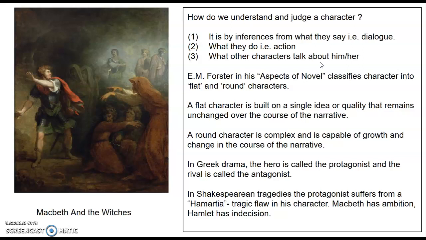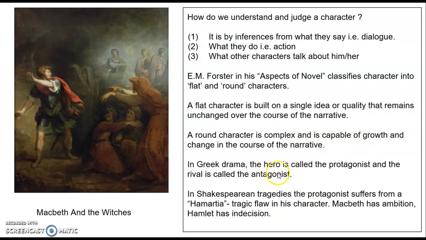E.M. Forster in his Aspects of the Novel classifies characters into flat and round characters. A flat character, according to Forster, is built on a single idea or quality that remains unchanged over the course of the narrative. That means a flat character is one who does not change with change in time, and a round character is a complex character who is capable of growth and change in the course of the narrative.